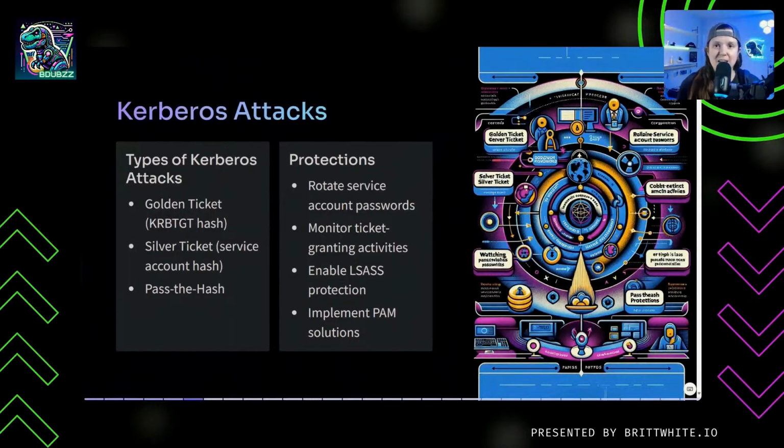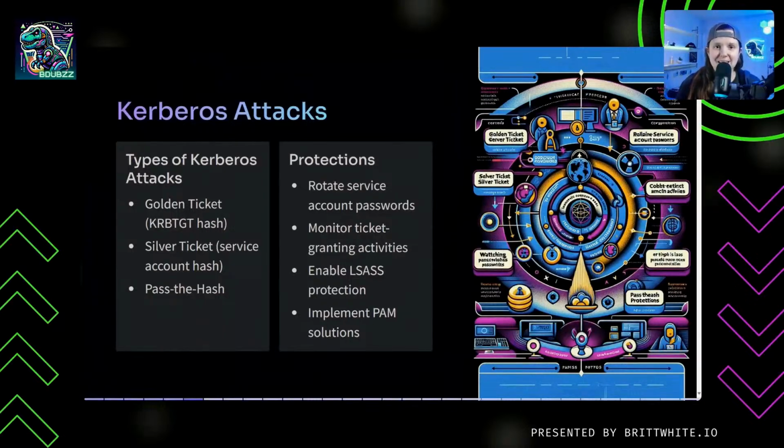With pass the hash attacks, attackers grab a password hash from memory, often using tools like Mimikatz, and then they use that to create legitimate Kerberos tickets. These are particularly dangerous in Windows environments where hashes are stored in the LSASS process memory. The big lesson here is to guard those hashes like gold. If you lose them, your system is wide open.